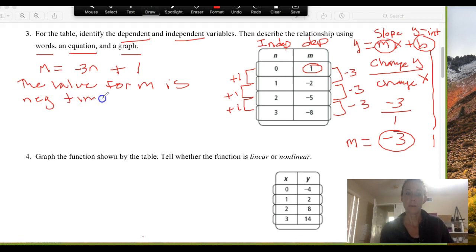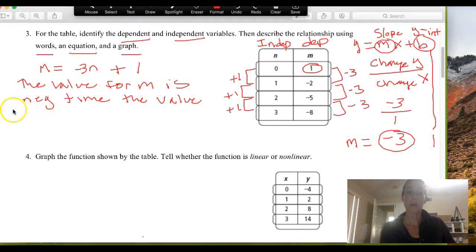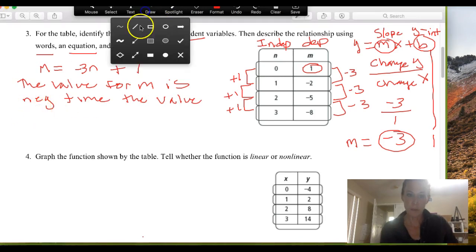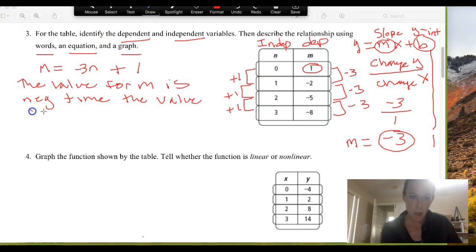times the value of, sorry, it's not writing, hold on, of, come on, you can do it, of, okay, is negative 3 times the value of n plus 1. So the value of m will be negative 3 times the value of n plus 1.